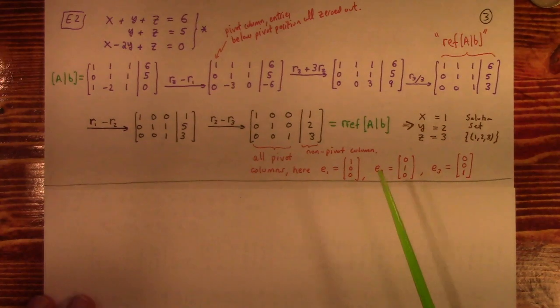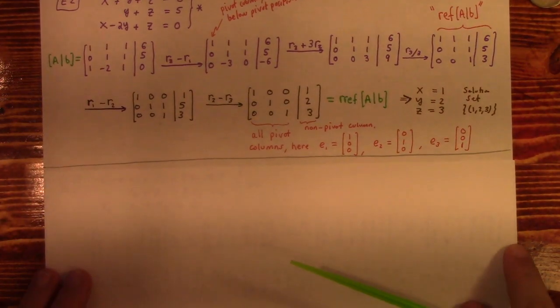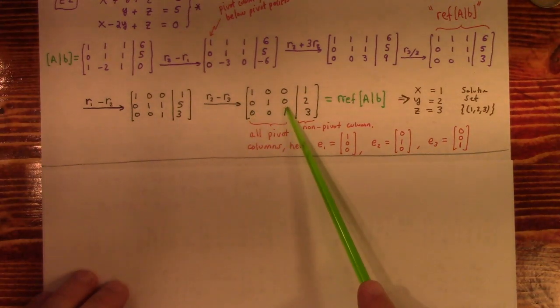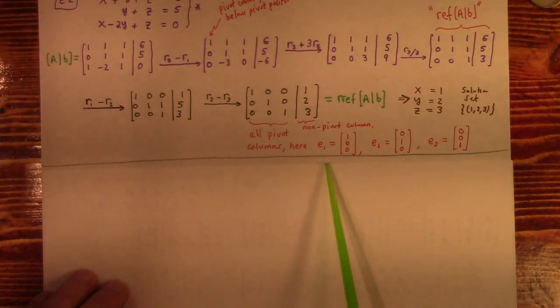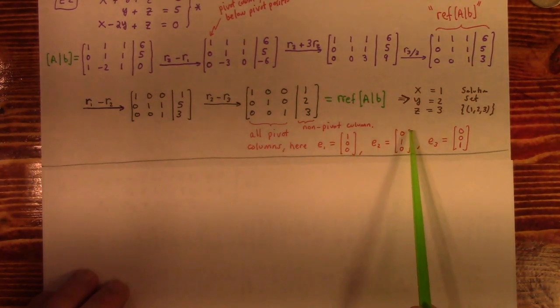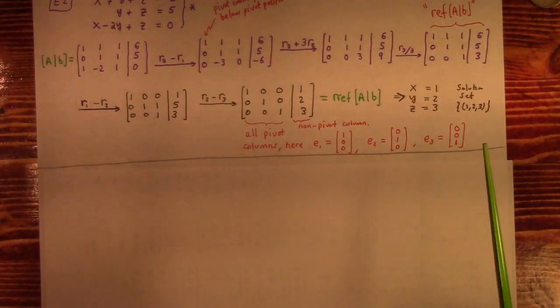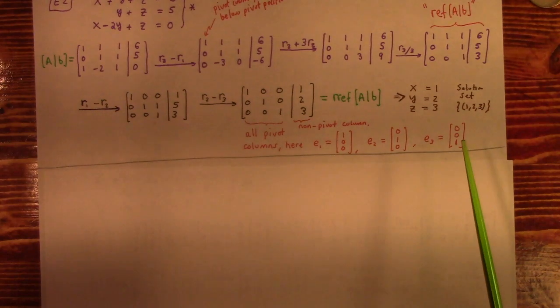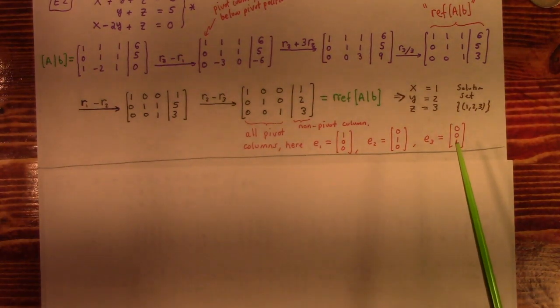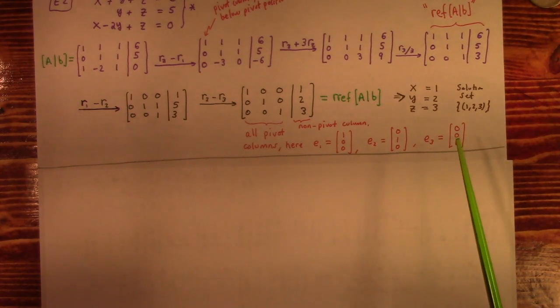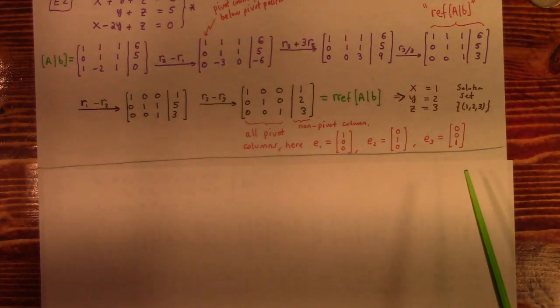So again, just a little bit more, let me emphasize the language here. The first three columns are pivot columns. So here, E1 is 1, 0, 0, E2 is 0, 1, 0, E3 is 0, 0, 1. So you're like, wait, hold on, flag on the play. You said E1 was 1, 0, and E2 was 0, 1 in the previous example. That's right, I did. We use E1, E2, E3 in a context-dependent fashion.